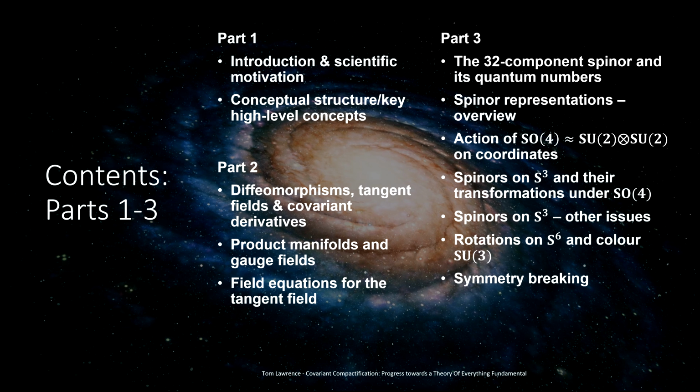In this video, I set out the contents of parts 1 to 5 of this series of videos. These contents were originally included in part 1, along with what is now the abstract video. Now that I've separated these out, part 1 has just 2 sections. The first section explains, in 6 slides, the scientific motivation for the program of research which became covariant compactification.